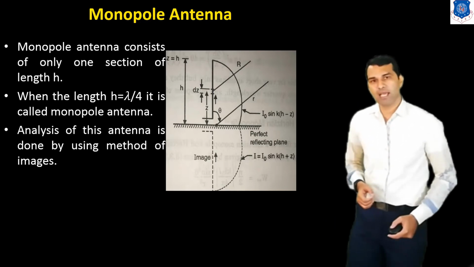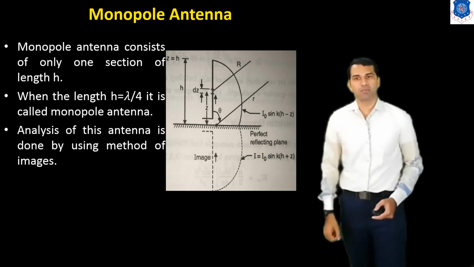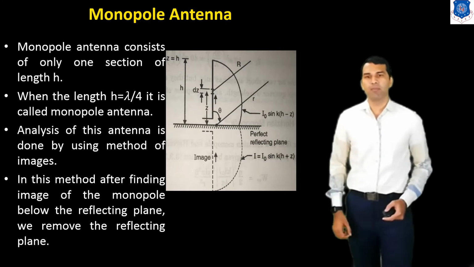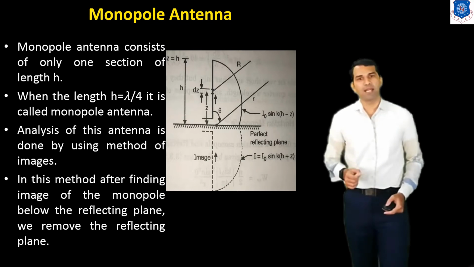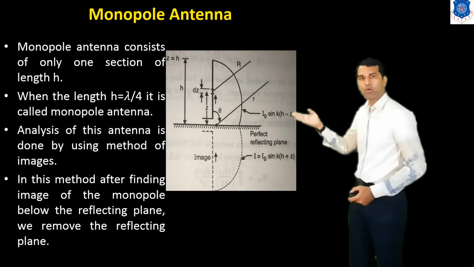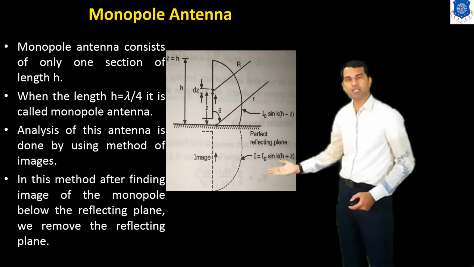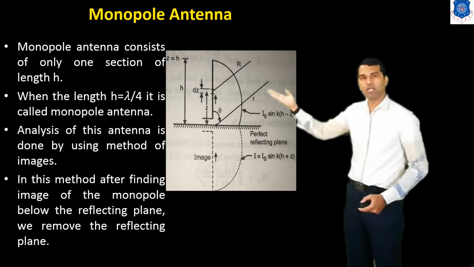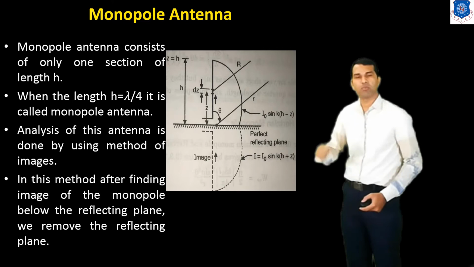So to analyze the monopole antenna, we use the image method. In this method, after finding the image of the monopole below the reflecting plane, we remove the reflecting plane. In this figure, we can see this is the original monopole antenna, and the below part is the imaginary part, or the image of the monopole antenna. Only one section is real here, and this is the imaginary part of this monopole antenna.